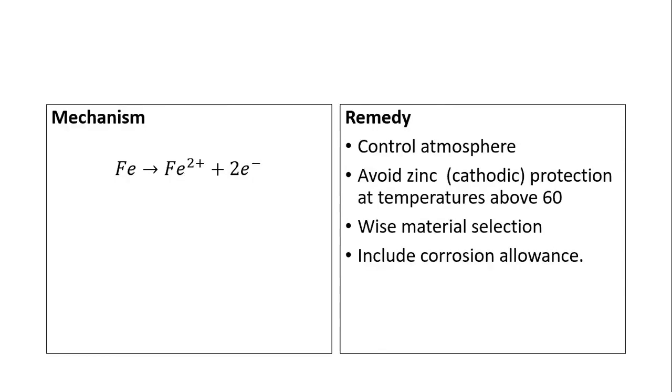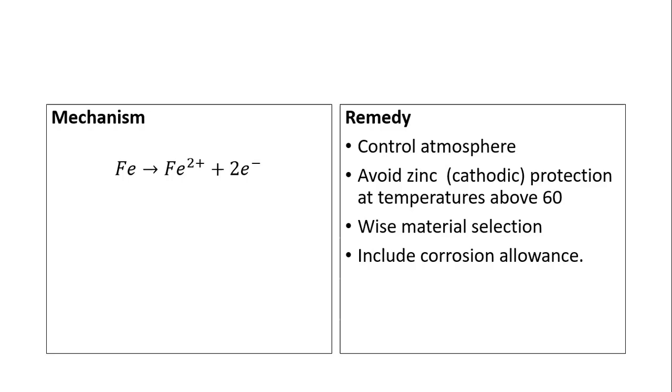And this is a typical mechanism. You have your iron, and it's oxidized to produce iron 2+, and the causes could be environmental, could be atmosphere, but basically this becomes our uniform corrosion mechanism. And then the remedy.